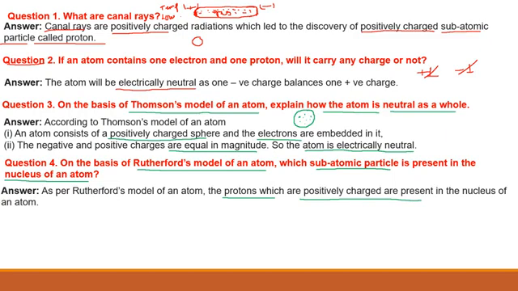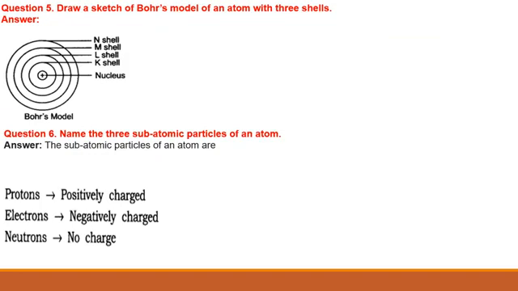We know that in today's date the proton and neutron are both present in the nucleus, but the discovery of the neutron was made later, right? Here you have to draw the sketch of Bohr's model of an atom with 3 shells.